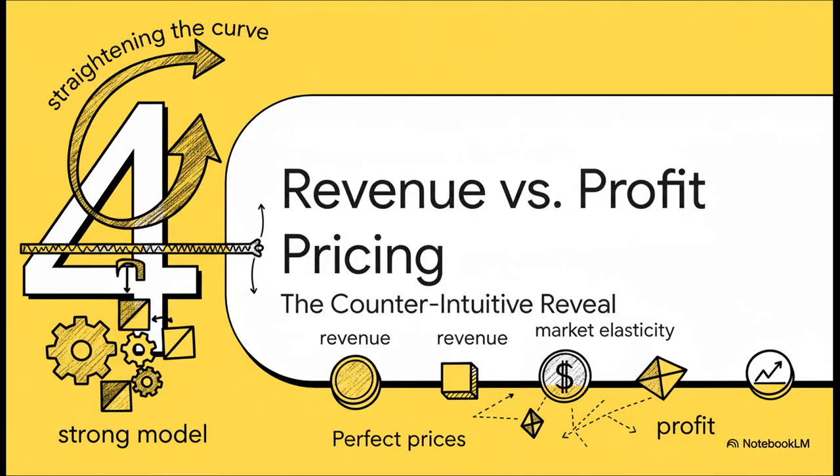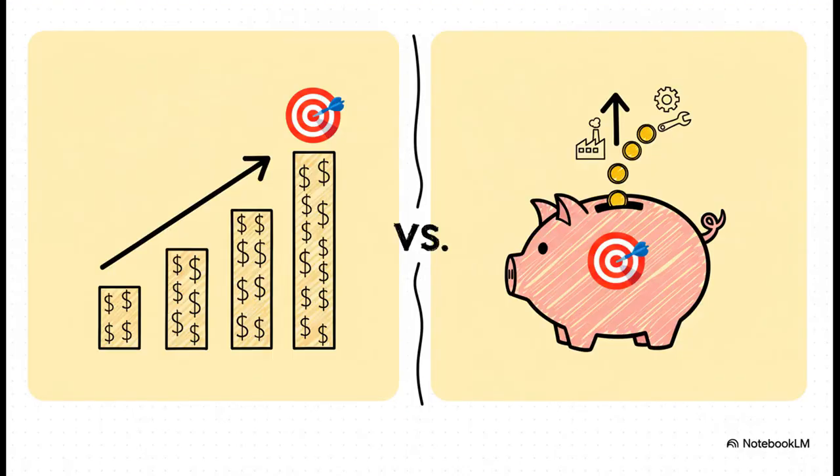All right, we've done the heavy lifting. We straightened the curve, we built a killer model, and we found our market's elasticity. So now we can finally answer that original question and find the perfect price. Or should I say the perfect prices? Remember those two goals from the beginning? Let's put them head to head.